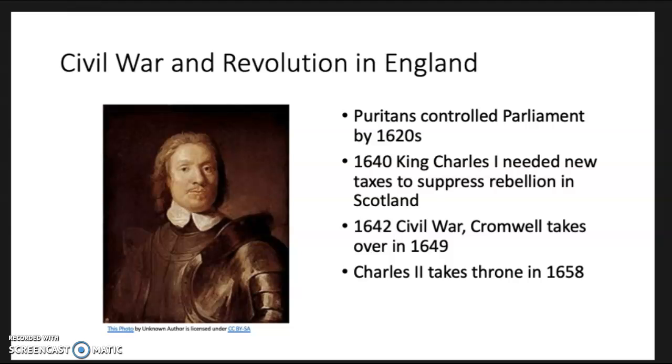Civil War and Revolution in England. By 1620, Puritans in England controlled Parliament, the English governing body. In 1640, King Charles I needed new taxes to fund his suppression of a Scottish rebellion. The Puritan-controlled Parliament approved those new taxes, but limited the authority of the monarch, King Charles I. In 1642, England erupted into civil war, with Oliver Cromwell, who's pictured on the left, leading Puritans in Parliament to victory over King Charles I.